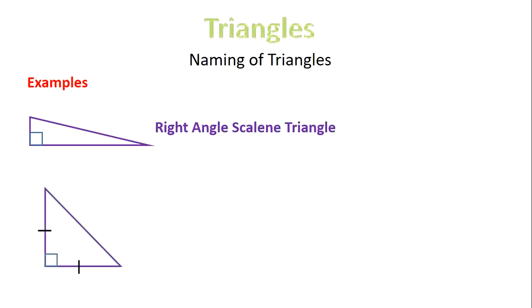My next example, again, straight away there's two things you must pick up. Firstly, that it's a right angle triangle. There's a little sign that shows it's a right angle in the bottom left hand side of that corner. And then it's got two sides that are the same. So we know that's an isosceles triangle. So it's a right angle isosceles triangle.